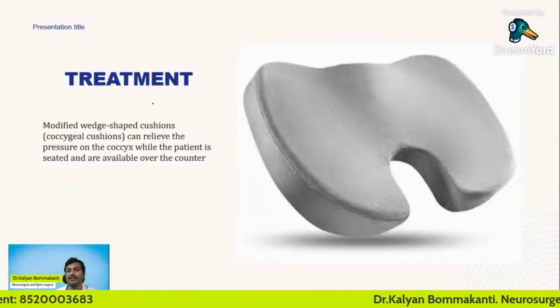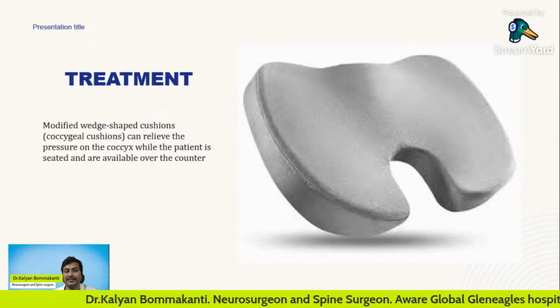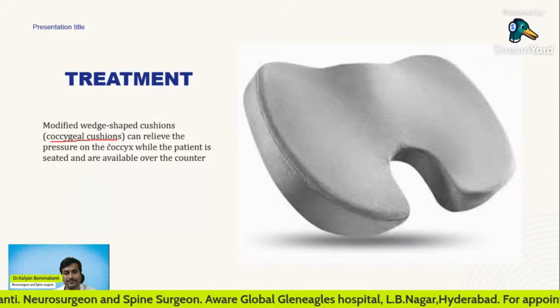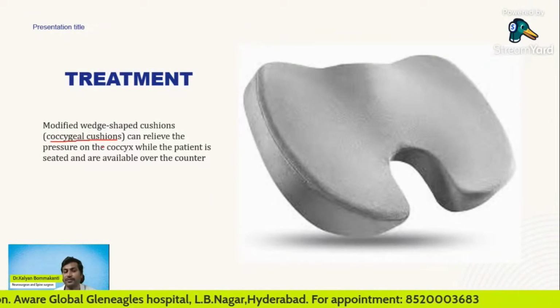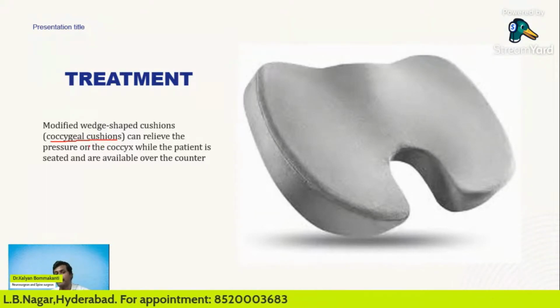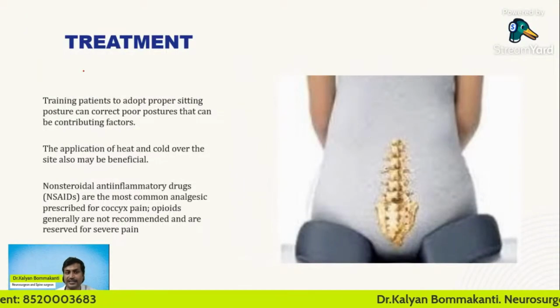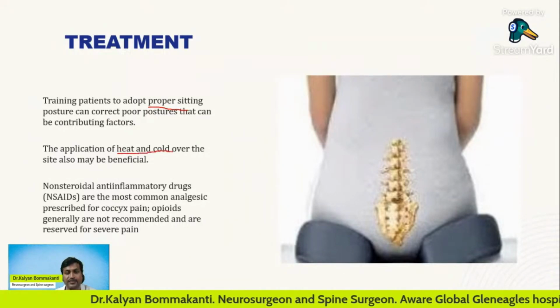Treatment. Prevention is better than cure. The initial part of treatment usually consists of using specially made coccygeal cushions. They are designed in such a way that when you sit, the pressure of your body is not borne by the coccyx. These are usually available over the counter. We also teach the patient to adopt proper sitting posture. Application of heat and cold over the site is also beneficial.